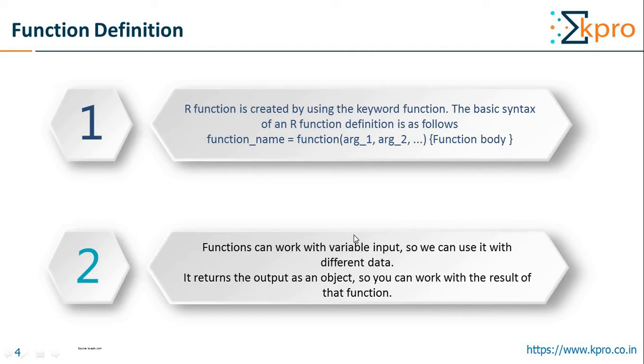A function can work with variable input, so we can use it with different data. Also, it returns output as an object, so you can work with the result of that function.